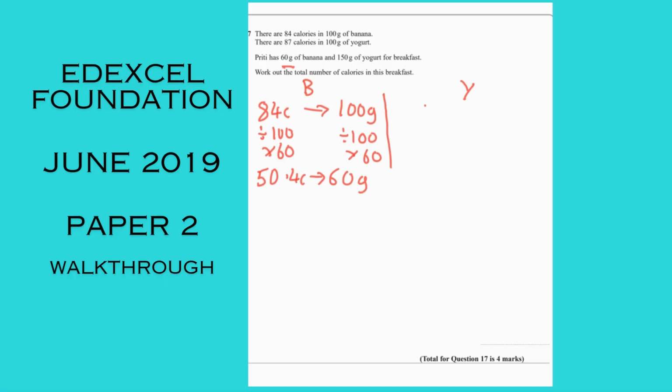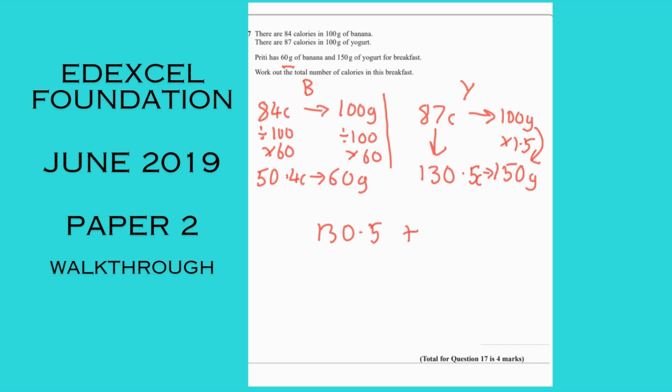Move on to the yogurt. Same process. This time 87 calories every 100 grams. But this one's a bit more straightforward. Pretty's having 150 grams. That's a bit more of a straightforward multiplier. Don't forget, find your multiplier by doing a divide. 150 divided by 100 is 1.5. Do the same to both sides. We get 130.5 calories on the yogurt.